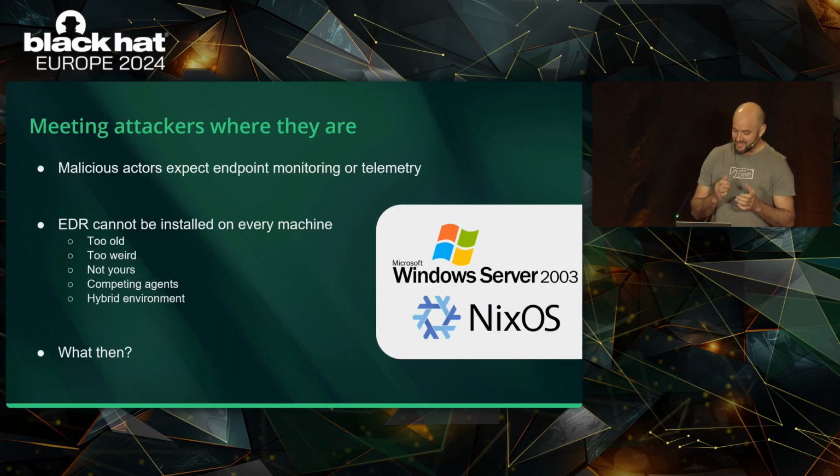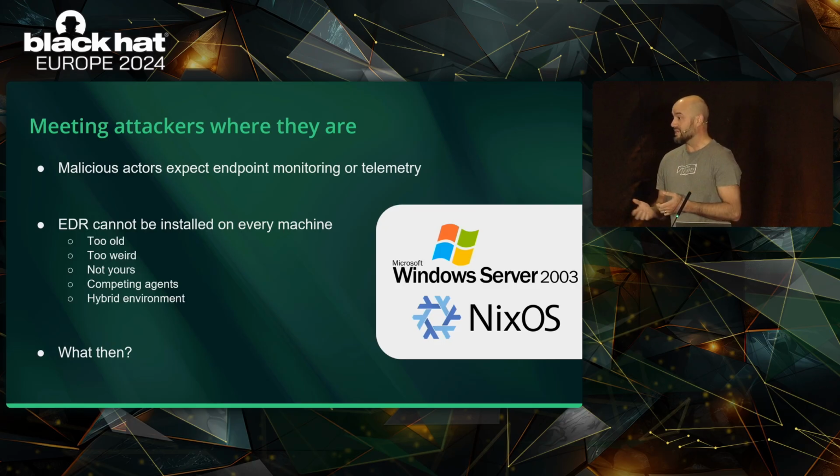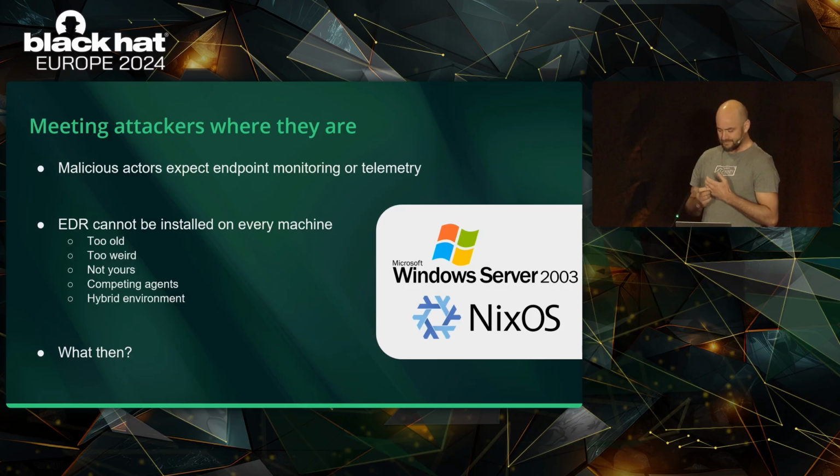In thinking about breach detection, EDR seems like the obvious solution here, and we're not knocking EDR. We think EDR has an important role to play. But malicious actors expect EDR, and they do work to bypass EDR. And not only that, we know that EDR can't be installed in many locations. Maybe those assets are too old, maybe they're too weird, or maybe they don't actually belong to you. The point is you can't get EDR across your fleet. And so in that instance, how can we start implementing detections?